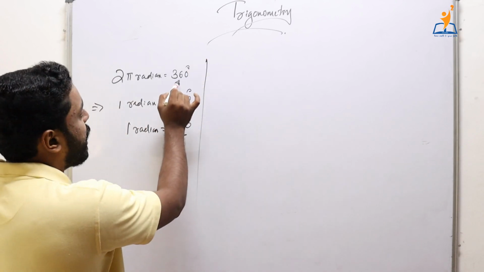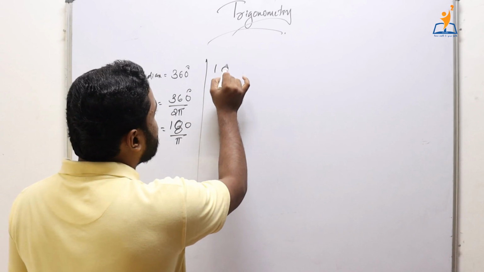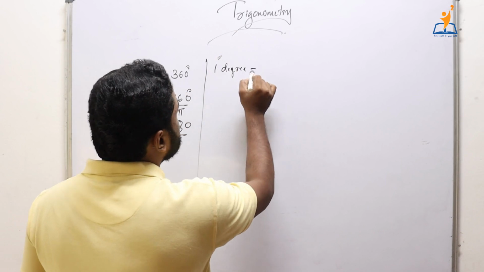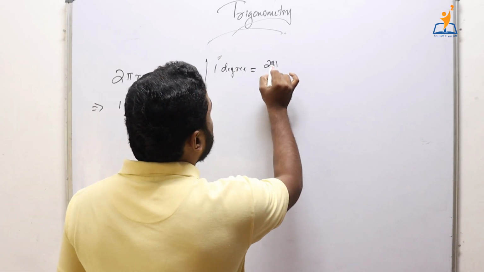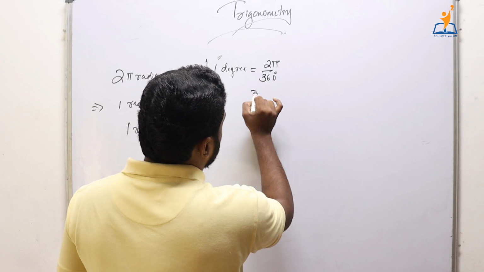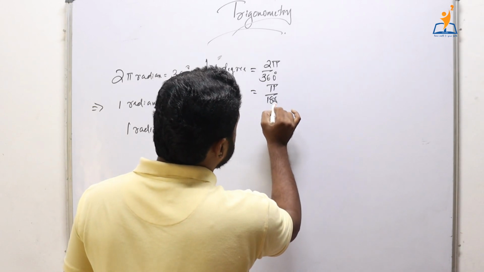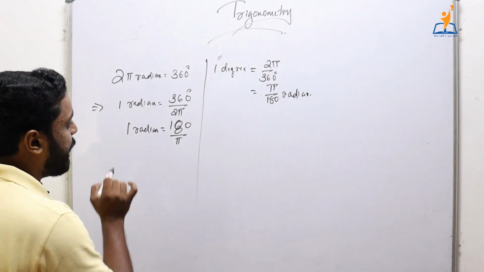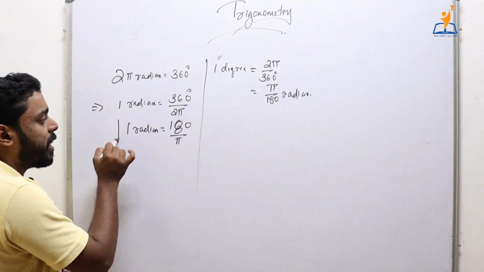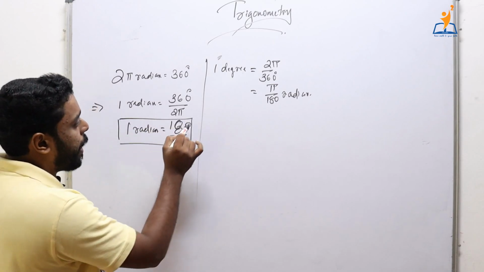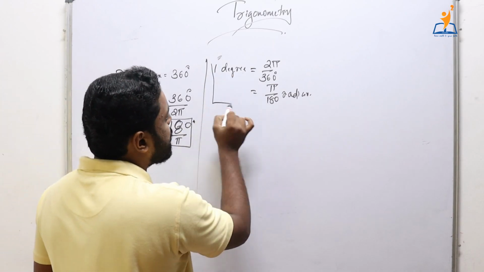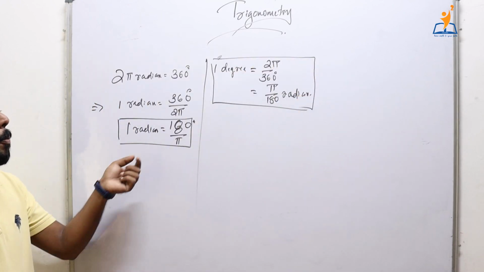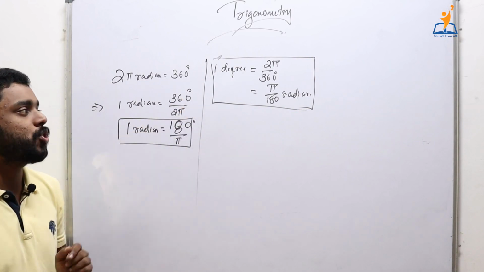Also note that we can find 1 degree from here. 1 degree is equal to 2 pi by 360, right? So it is nothing but pi by 180 radians. This is a very fundamental relationship between radian and degree measure. 1 radian is equal to 180 by pi degrees, whereas 1 degree is equal to pi by 180 radians. These two are very, very important conversions.